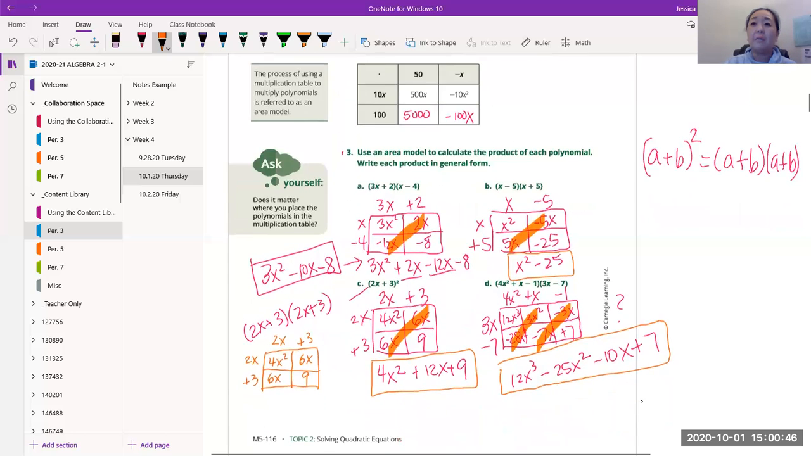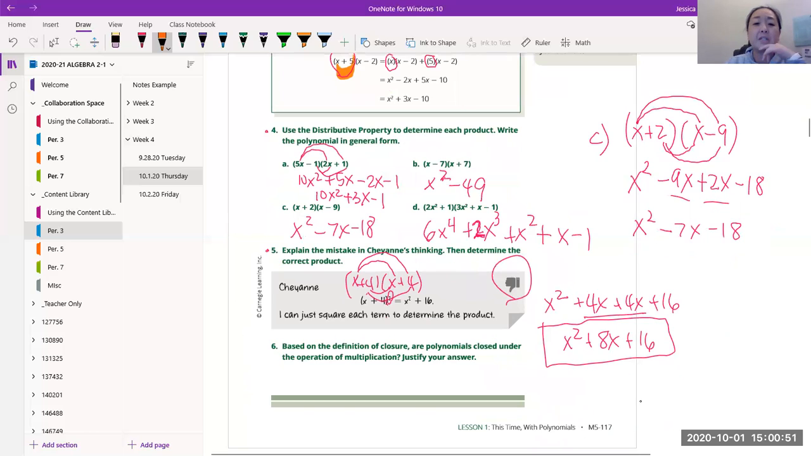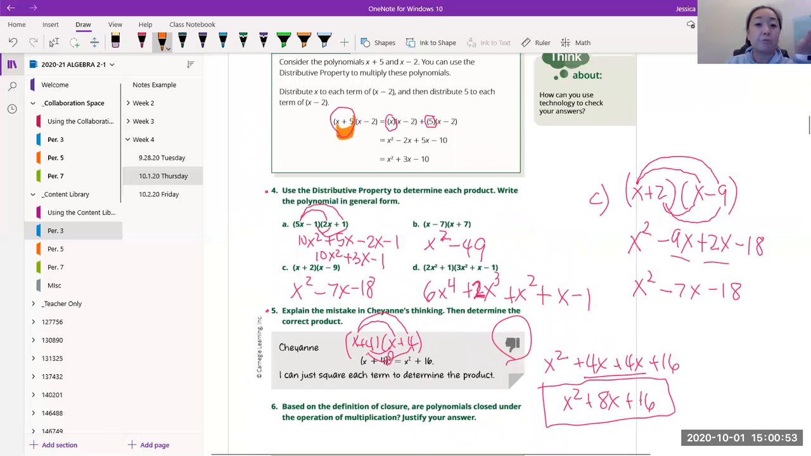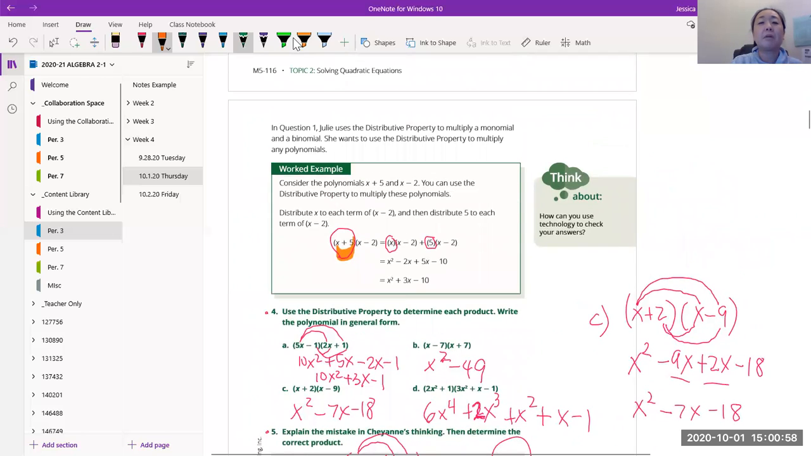All right, we're going to go down here. We're going to scroll down. So now this one for the next page, this is page 117. We were just doing it Julie's way. So we're just going to use distributive property. Right, so this one is what we call the distributive property, okay? So you're just doing an extensive distributing, right? And then so basically you're going to take the x plus 5 and you're going to distribute to x minus 2, right? And so if you notice right here for a, we do exactly that.